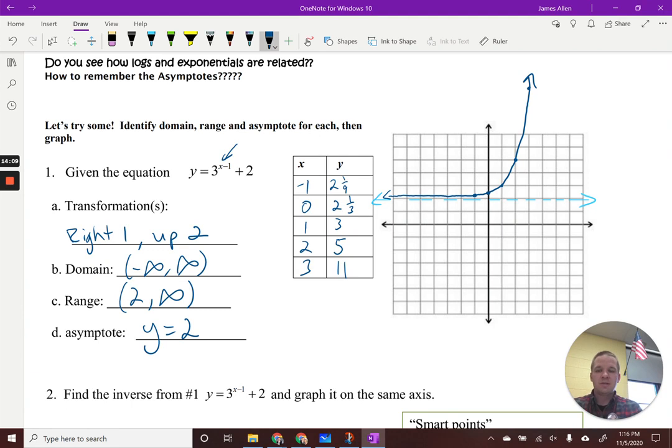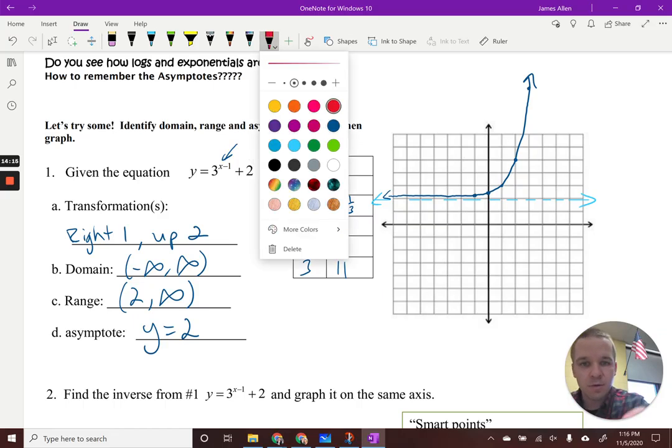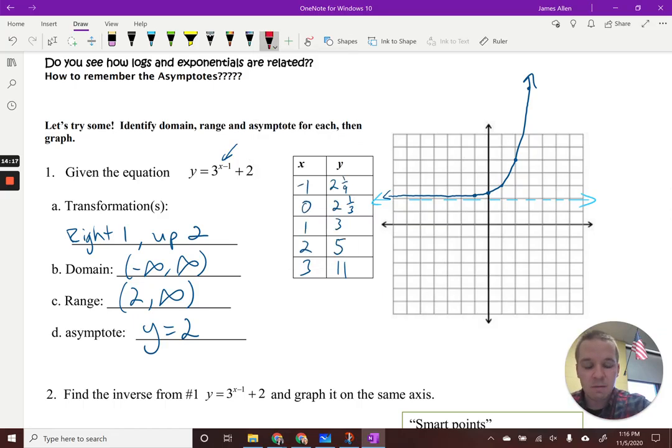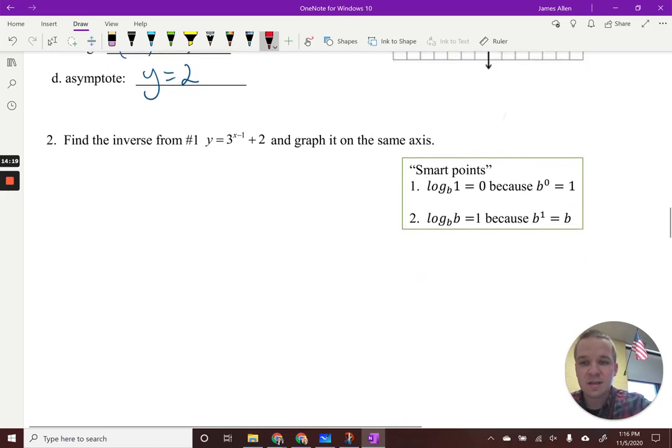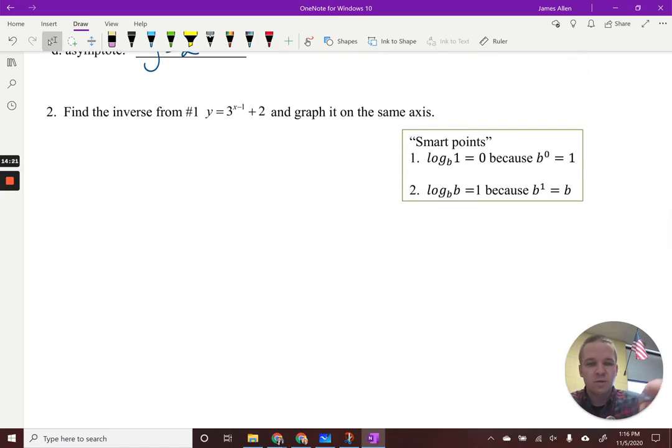Now part 2 here says find the inverse from number 1 and graph it on the same axis. I'm going to pick a different color. We'll go with red this time. And then let's find that inverse there. I'll do the work down here and then we'll jot it up there. So what do I do first? I switch my x's and my y's. So I'm going to have x equals 3 to the y minus 1 plus 2. And now I want to solve it for y. So subtract 2.